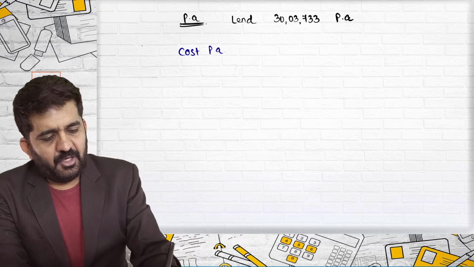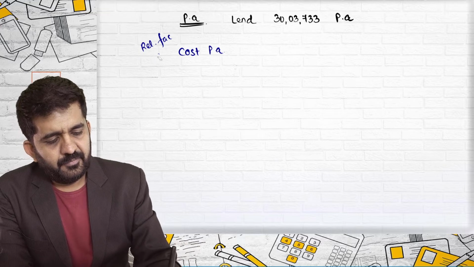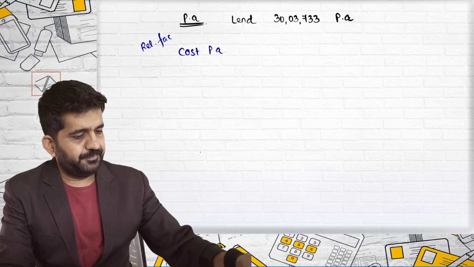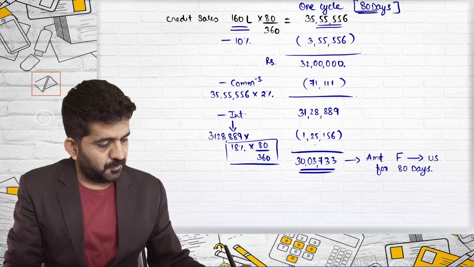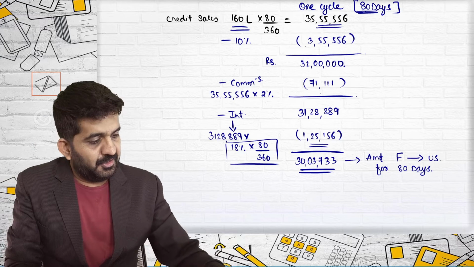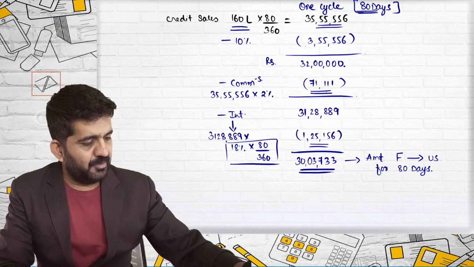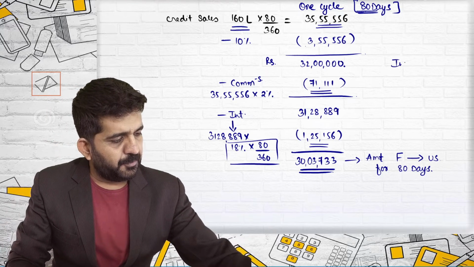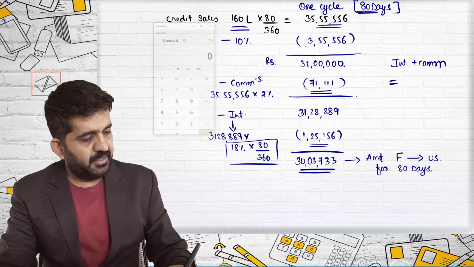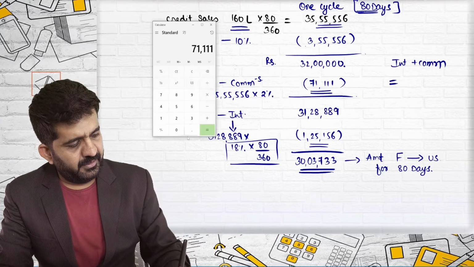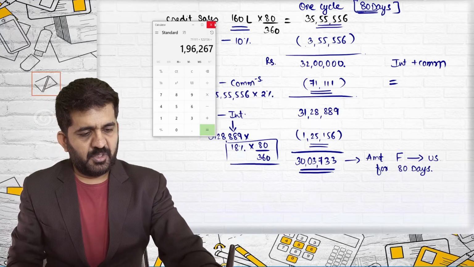the cost per annum, or relevant factoring cost per annum. One is interest. Now please understand, this interest is for 80 days. This commission is for 80 days. That should be converted per annum. So what is interest plus commission? Over here it is 71,111 plus 1,25,156, which is 196,267.